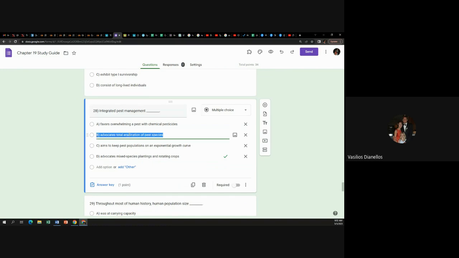Advocates total eradication of pest species? No, like I just said, it actually advocates dealing with a few of the pests, right? Not total eradication. Aims to keep the pest population on an exponential growth curve? No, that's not good either. It advocates mixed species planting and rotating crops. Yes, that is correct. So when you're studying this question, crack open your textbook and read all the different things that integrated pest management does, because I'm probably not going to use the same example of mixed species planting. Any questions about integrated pest management?